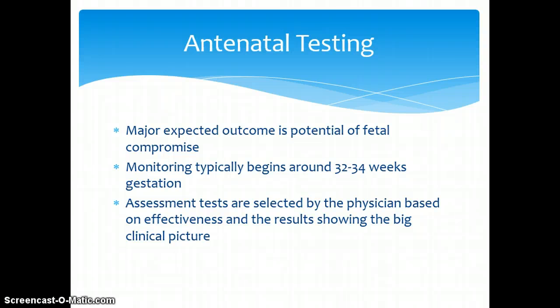Antenatal testing, the major expected outcome is potential of fetal compromise. We want to make sure that the fetus is still in a nutrient-rich, oxygen-rich environment. Antenatal fetal testing can identify if that fetus is not getting the nutrients and the oxygen it needs to grow appropriately. Again, monitoring typically begins between 32 and 34 weeks gestation, and can begin as early as 28 weeks, which is the end of the second trimester, beginning of the third trimester.